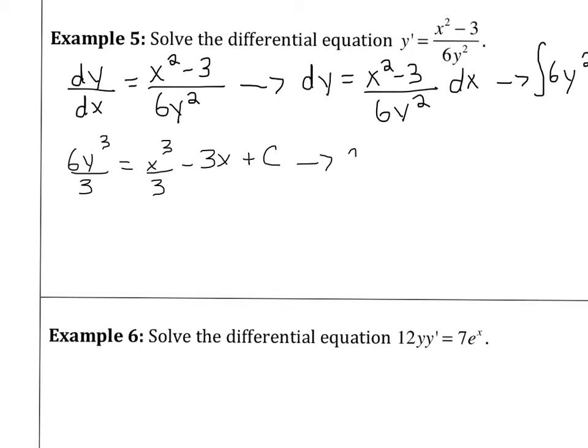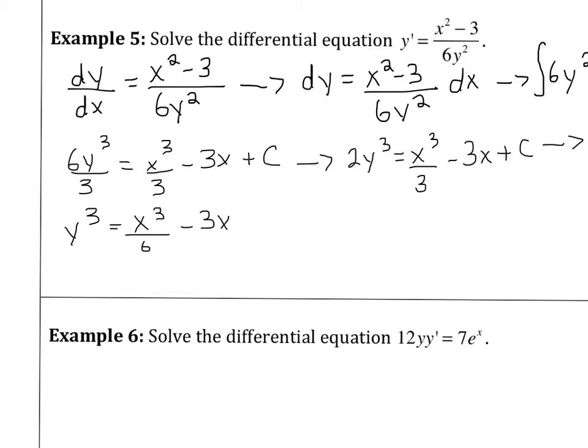Okay, now, let's simplify this before we start messing with it. So this just leaves us with 2y cubed equals x cubed over 3 minus 3x plus c. And then when we go ahead to solve for y, the first thing that we will do is divide everybody by 2. y cubed equals x cubed over 6 minus 3x over 2. And then technically it's plus c over 2, but some constant divided by 2 is just a constant, so I'm just going to leave it as a c.